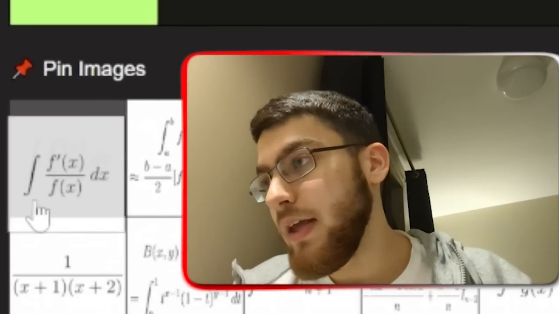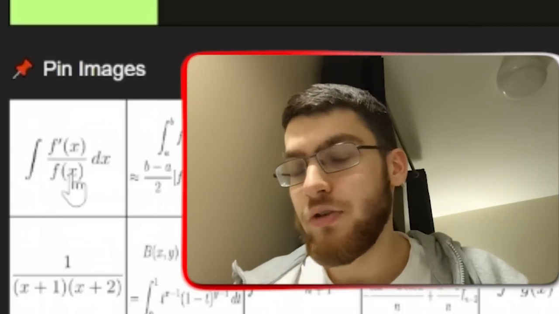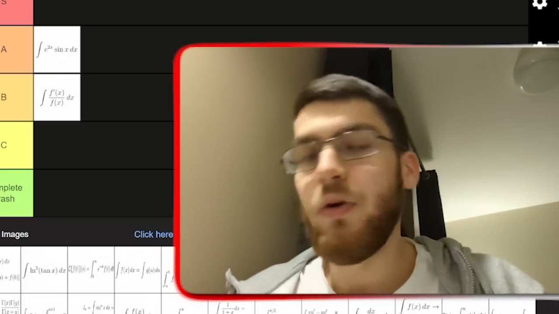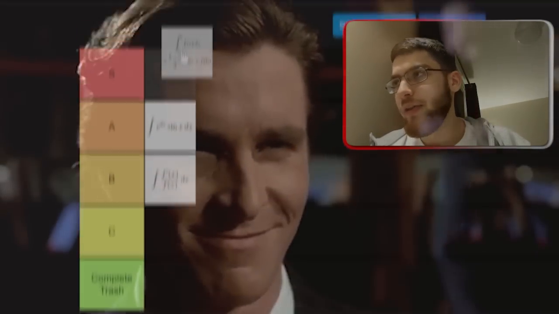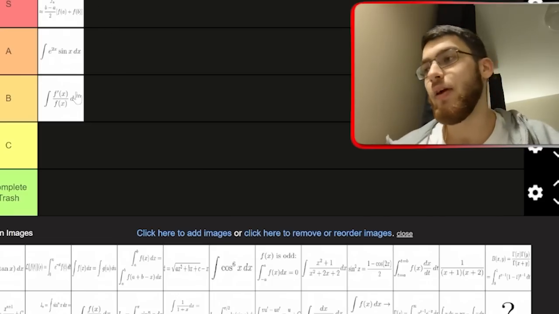Next, we have the logarithm form. This is just the logarithm of f of x. Satisfying? No, but it's useful. Next, we've got the sigma male. This is how you integrate if you're a sigma male, okay? Don't worry about the squiggly S symbol or whatever. Just do a trapezium. You get roughly the right answer.